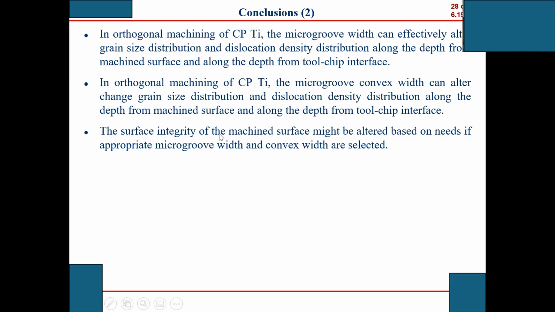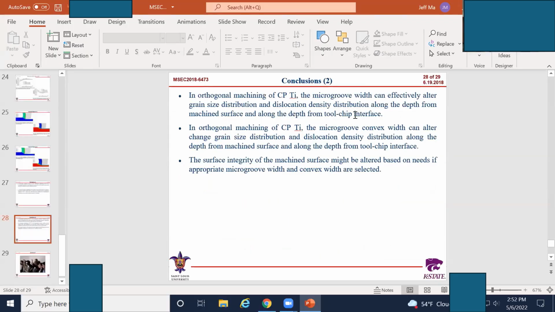The surface integrity of the machined surface might be altered based on needs if the appropriate microgroove widths and convex widths are selected. So you can do a lot of combinations of this: the microgroove width, the convex length, and also the depths of the microgrooves. So this is pretty much the presentation I have. Any questions so far?